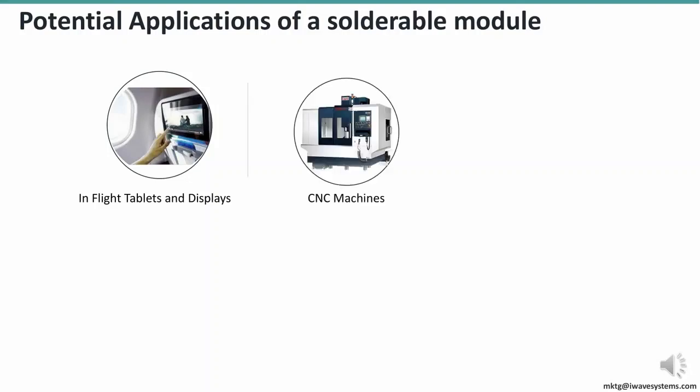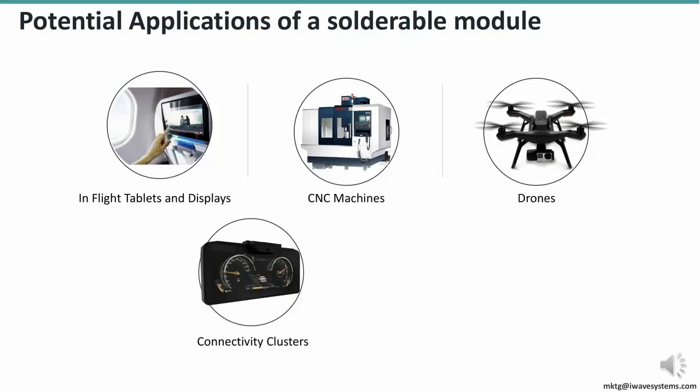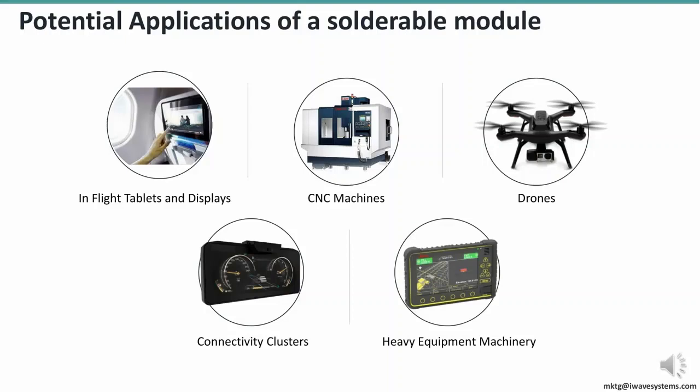The second is in terms of heavy machinery, so CNC machines, drones, again landing and takeoff and in the air, connectivity clusters for two-wheelers or four-wheelers or the upcoming electric vehicles, where there's definitely huge vibration on the roads, and heavy equipment machinery displays. In rugged environments such as mining areas, you have a lot of vibration. So these are a few potential applications of the OSM.